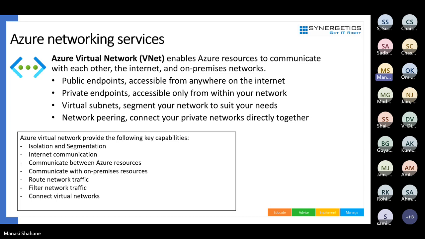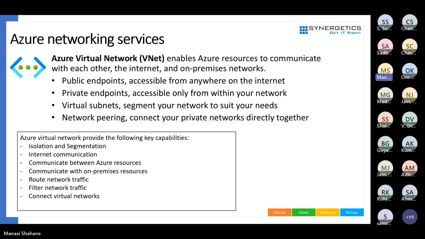Azure has certain services for that. One of the services is the Azure Virtual Network. So what is a virtual network? It's a network where you can communicate between virtual machines and databases, either through public endpoints, which means it is accessible from the internet with a public IP. Otherwise, if you don't want to access it from other parts of the internet, you want to keep it private, you will go for a private endpoint. Only the virtual machines or databases that are part of that network can communicate with the other virtual machines.